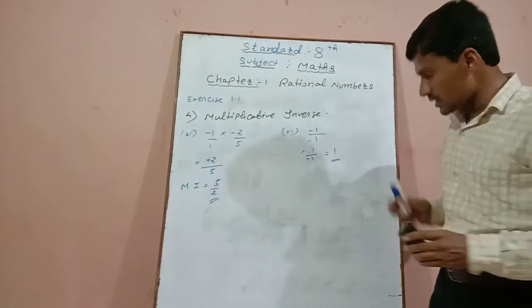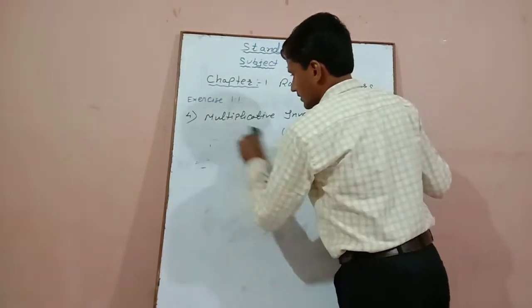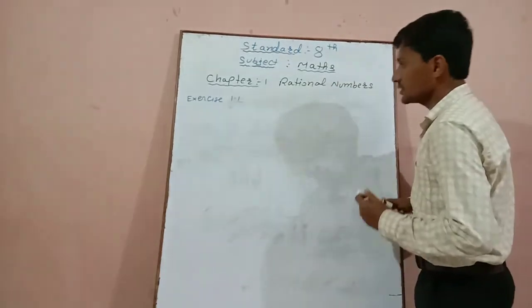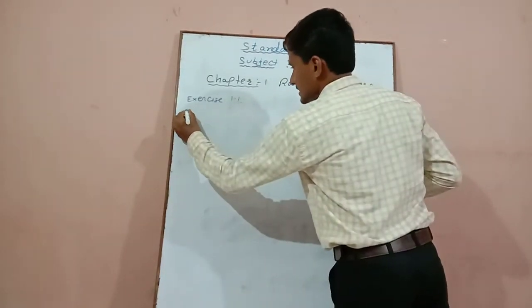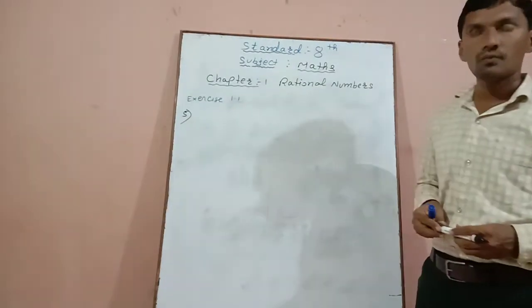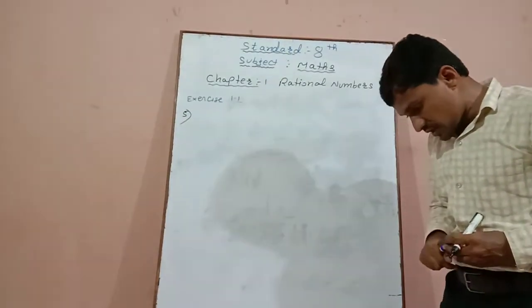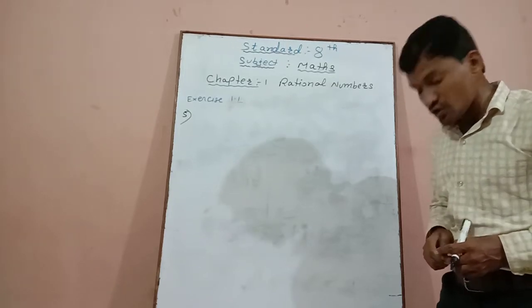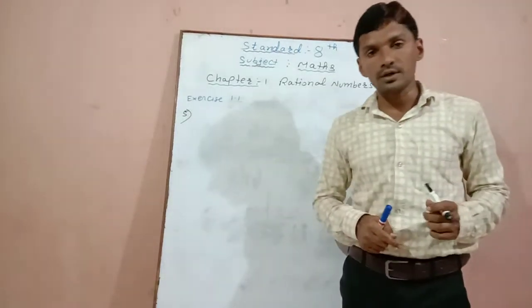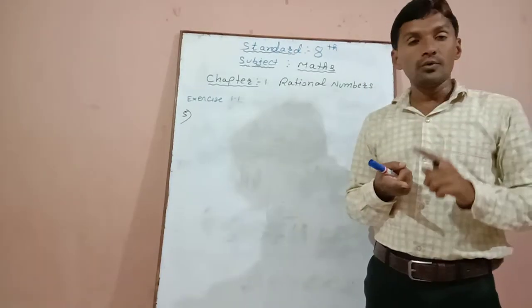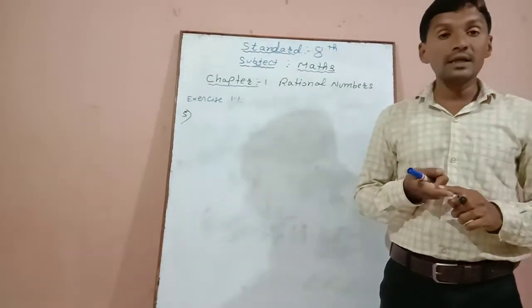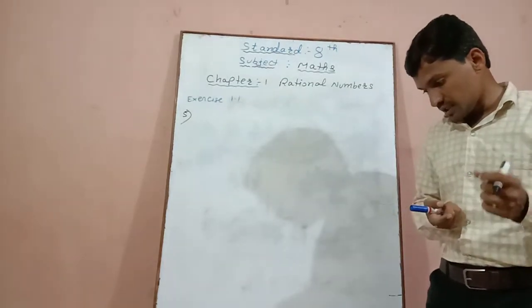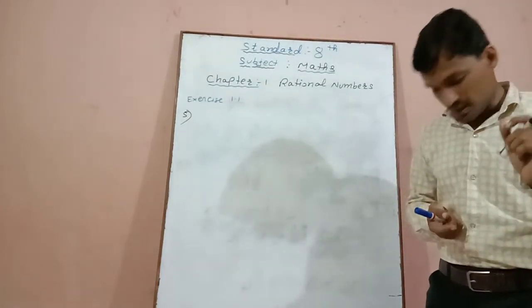Now question number 5. Question number 5 is exercise 1.1. Name the properties under multiplication used in each of the following. We have to name the properties, meaning commutative property, multiplicative property, associative property, whatever property it is. So we have to give the name of that property.